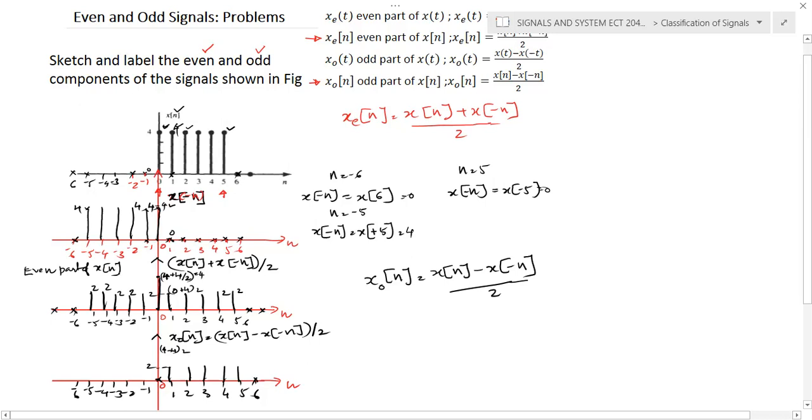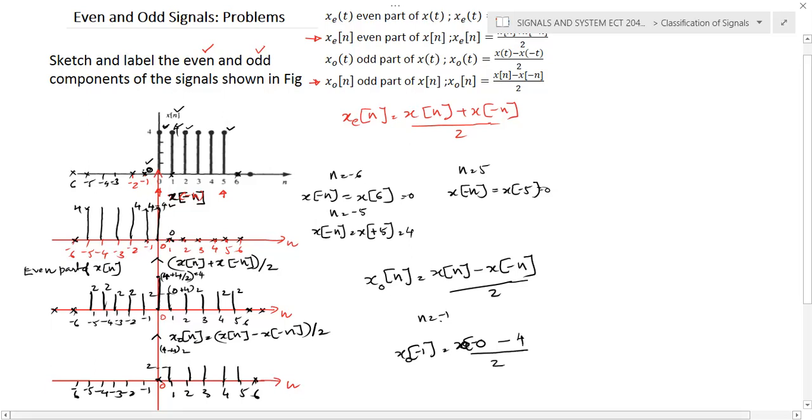When you come to the negative side, you can see that at n is equal to -1, here it is 0, and here it is 4. So we need to perform x of n minus x of minus n. At n is equal to -1, you can write x of -1 is equal to 0. And minus the second signal, whose function magnitude is 4 there, then divided by 2.